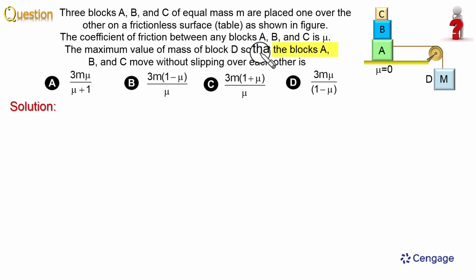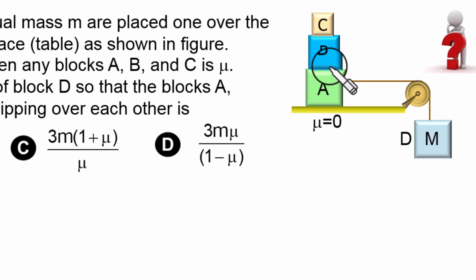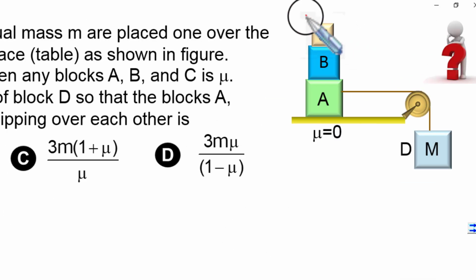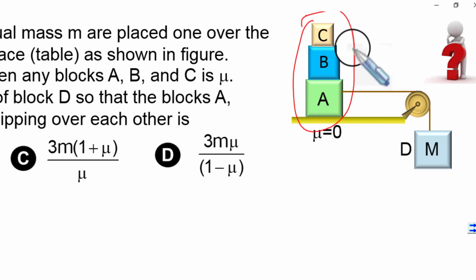In this question, this line is important. The blocks A, B and C move without slipping over each other. It means the system of the blocks A, B, C is moving together. That means there is no slipping between A, B and B, C. If the system is moving together, it should have a common acceleration. So let us assume this acceleration is small a, rightward direction. That means the nature of the friction between the surfaces of A and B, B and C should be static in nature.